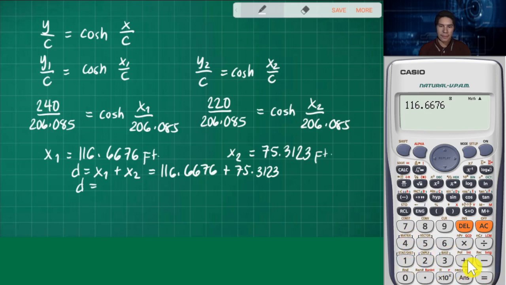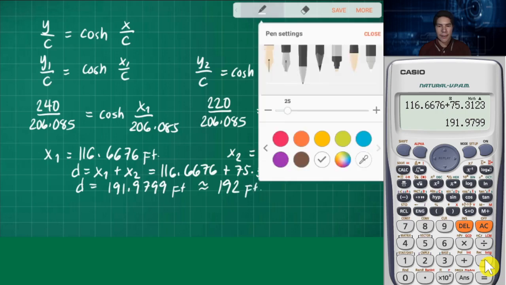So the horizontal distance between the supports is just 116.6676 plus 75.3123. So we have 191.9799 feet, which is approximately equal to 192. So this is now our final answer.